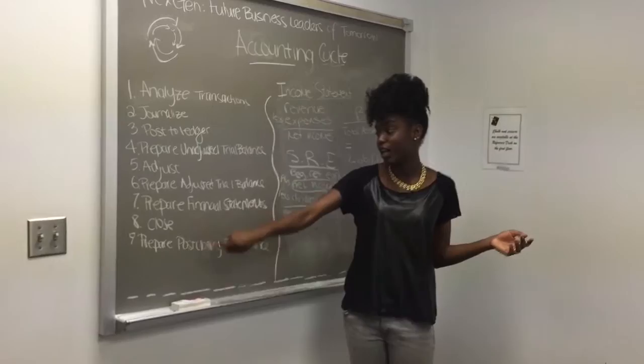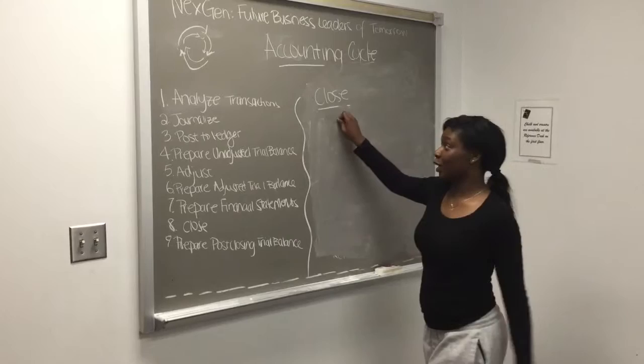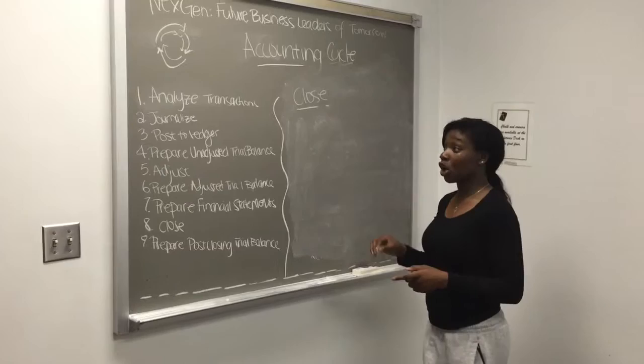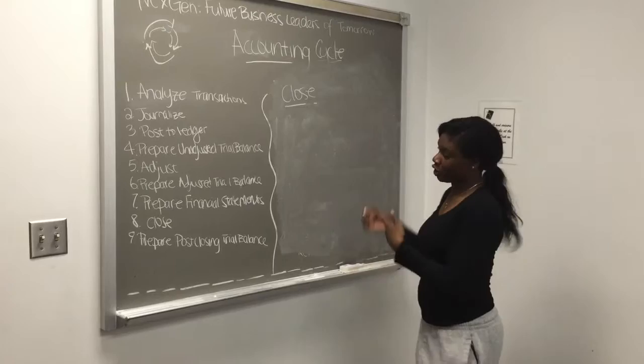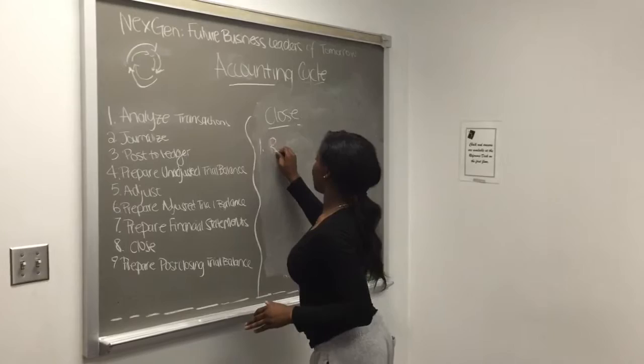So the 8th step of the accounting cycle is to close. When you close, you close all the temporary accounts and you leave your permanent accounts. Your temporary accounts are expenses and revenue, and your permanent account would be like retained earnings. So we use income summary to cancel out these accounts. I'm going to start with this. We close our revenue to our income summary.